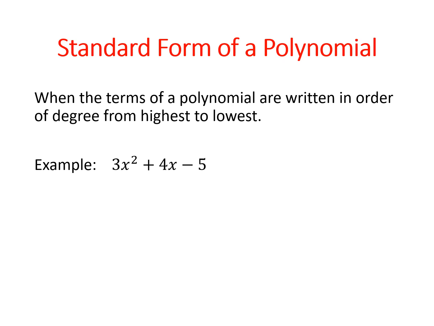The second term, even though it's not written, is a degree of 1. And then that 5, which is just a constant, we could write that as a little x to the 0. So we can see that those powers do descend from a 2, a 1, to a 0. So that is called standard form.